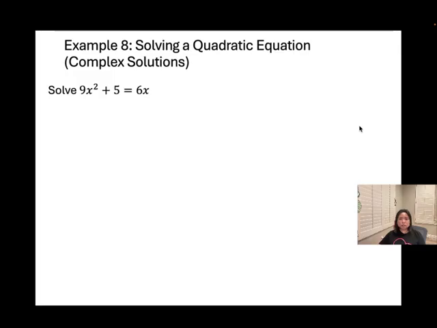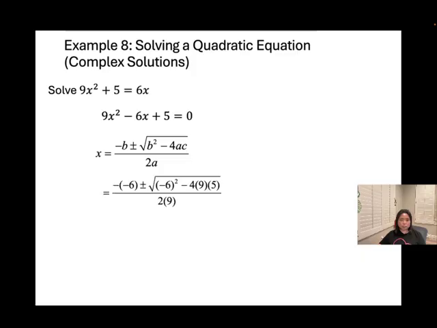Okay, solve a quadratic equation. Solve this equation. This is ax squared plus bx plus c equal to 0, right? We try to rewrite this guy. We subtract 6x from both sides. And then we know that this quadratic equation won't be able to factor with real numbers. So let's apply the quadratic formula.